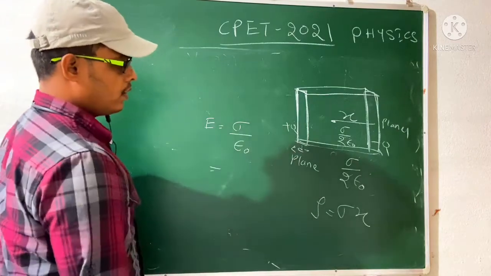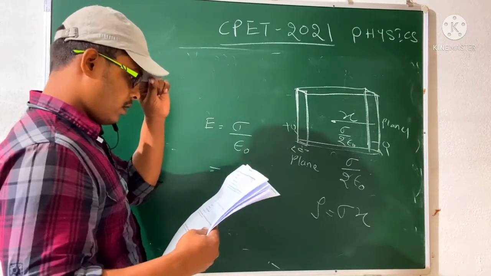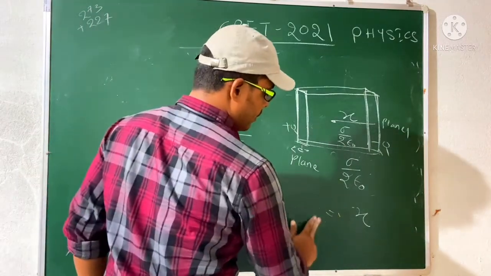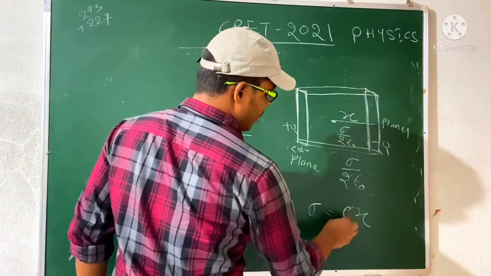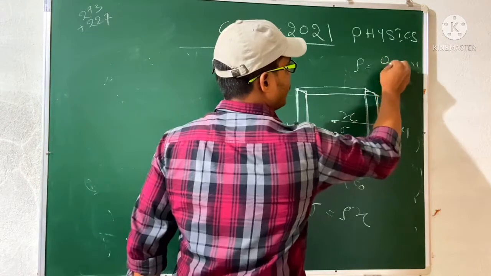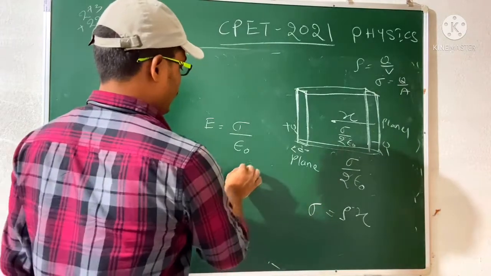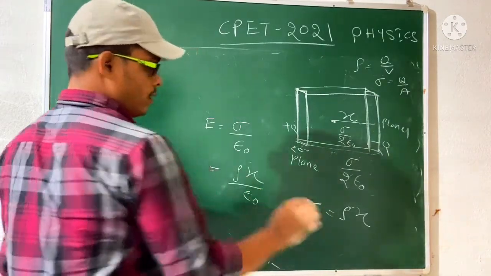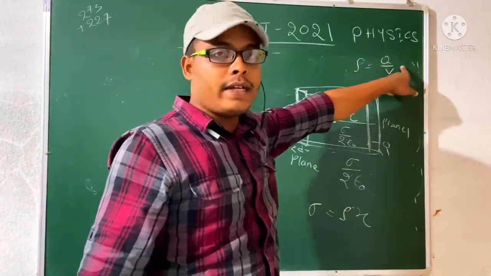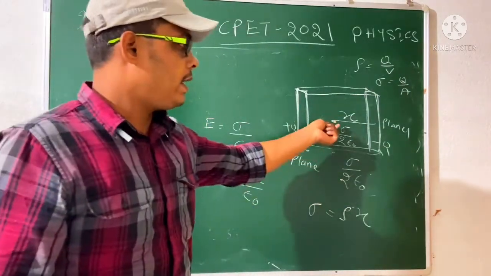So we can write it as... sorry, actually that sigma is your rho x. This is the surface charge density, right? So what is rho? This is q by volume. But what is sigma? This is q by area. Therefore we have to multiply rho by x, so your answer is rho x by epsilon 0. Sorry, one mistake: sigma equal to rho x, because rho is equal to q by volume, and when we multiply by x then it will be q by A.